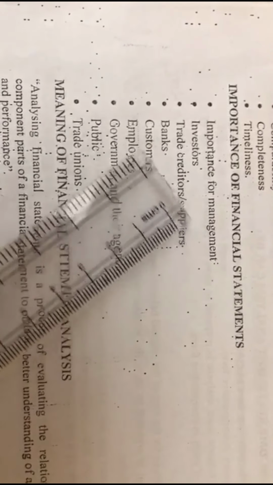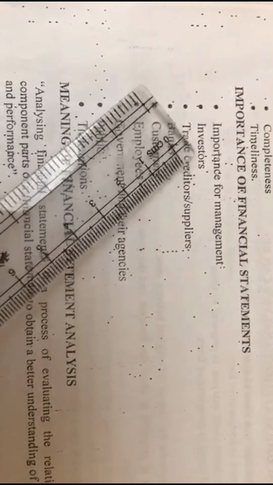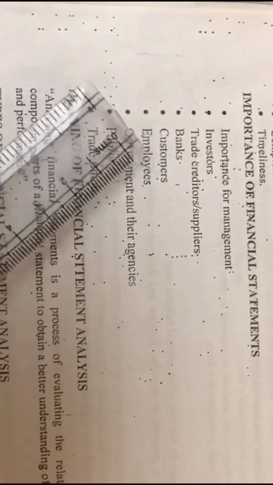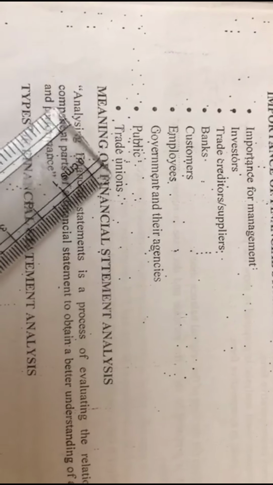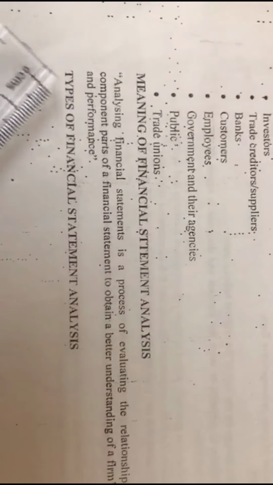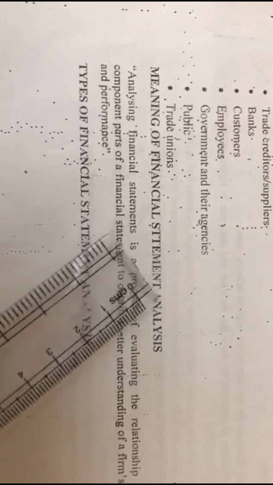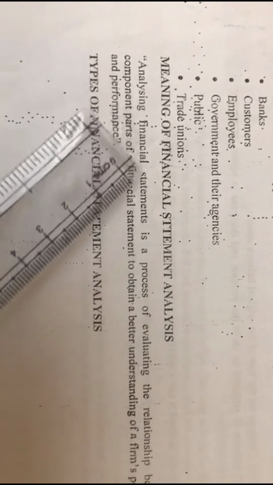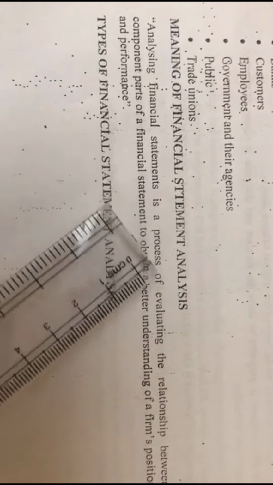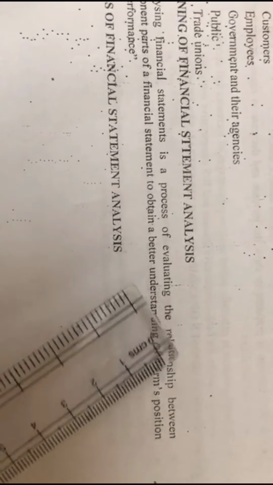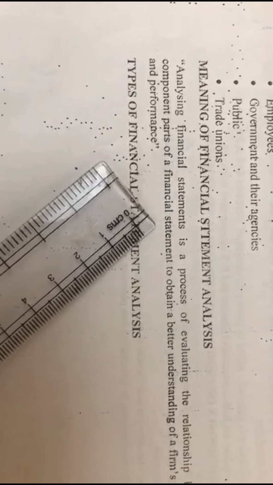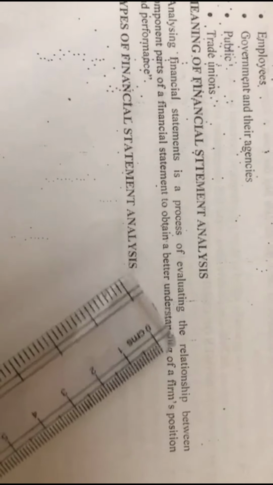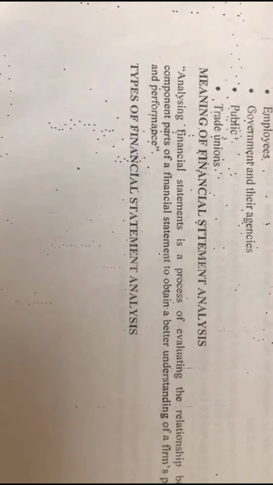Moving on to the importance of financial statements, they are of much importance to the management and also to outsiders, namely the investors, creditors, banks, customers, employees, government and other agencies, public and also the trade unions. Now we'll move on to the meaning of financial statement analysis. It is a process of evaluating the relationship between the component parts of a financial statement in order to obtain a better understanding of a firm's position and performance.